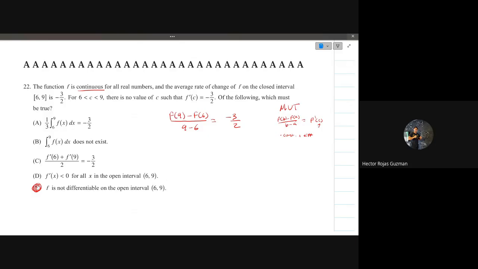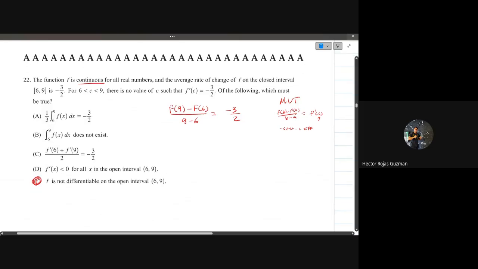Okay, I'm not even going to look at the other ones. This automatically screams mean value theorem. But if for some reason the answer is wrong, I'll take a look at it.